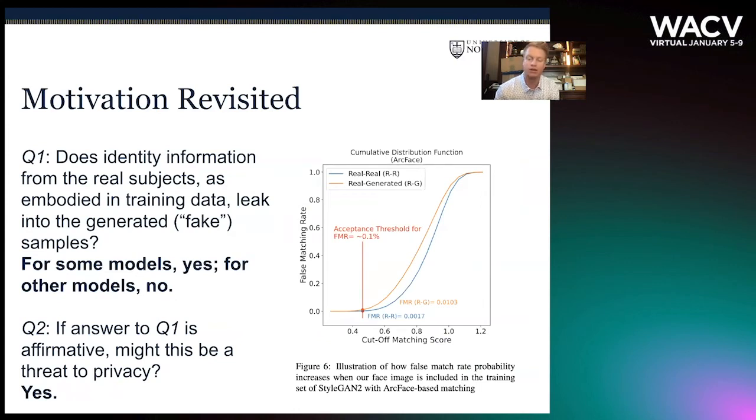So if we wanted an acceptance threshold of 0.1 for real versus real face matching, then we'd have a cutoff score of about 0.45. However, if you threw a generated image in there, you see that the false match probability actually jumps up 6 times when your image is included in the training set for StyleGAN2, if you do use the ArcFace face matcher.